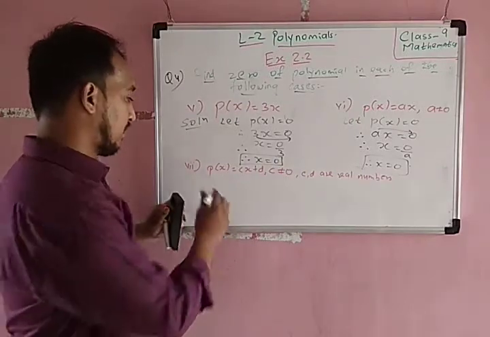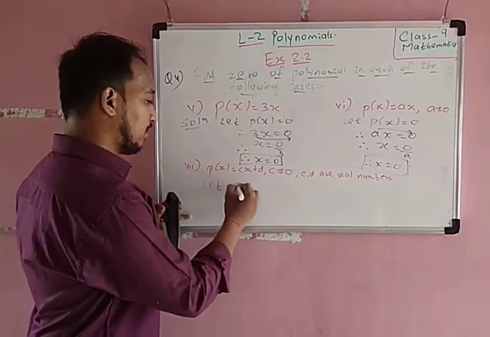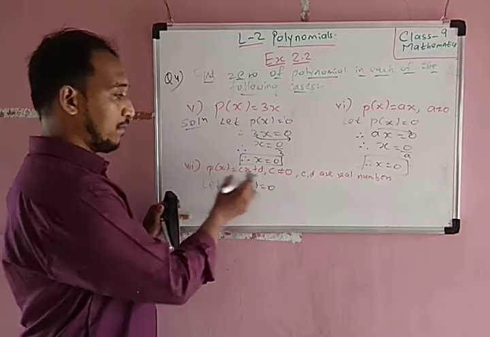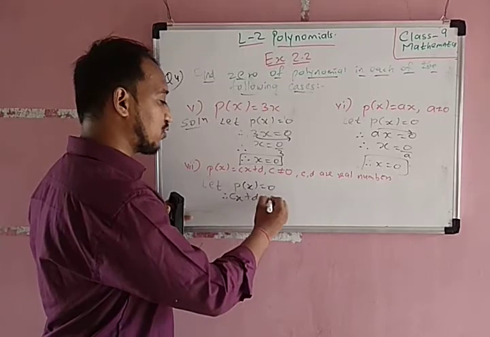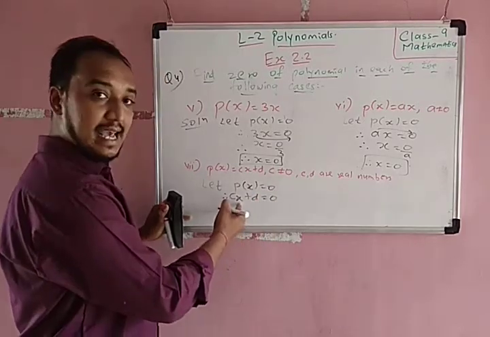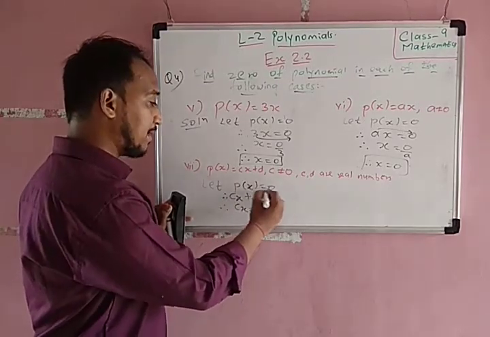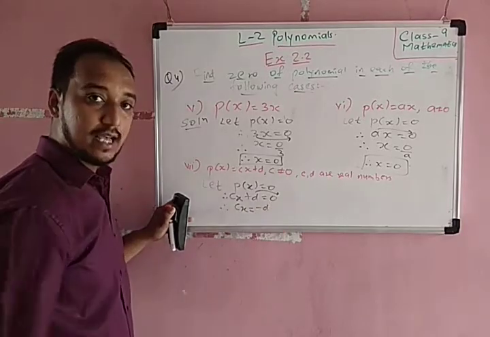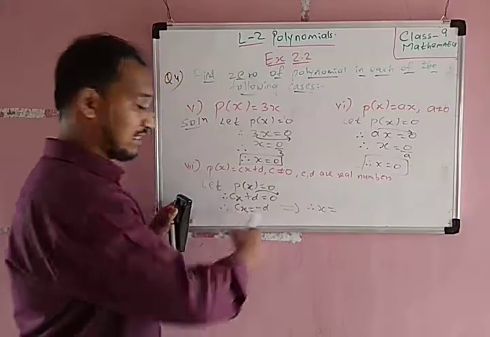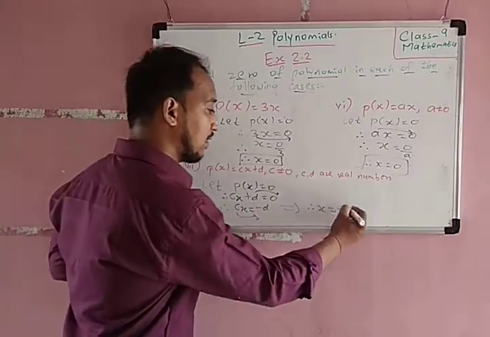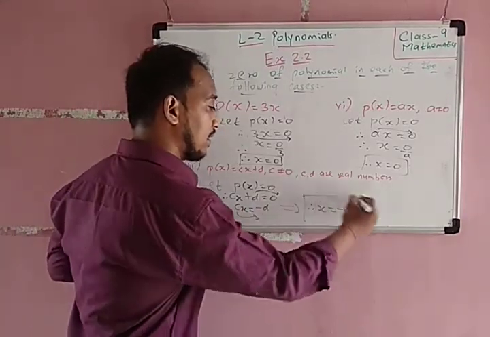Same way, let p(x) equal 0. In place of p(x), what is the value? cx plus d. Means cx plus d equals 0. Now we have to find x. So first we bring this d here, and it becomes minus d. Therefore x equals, this c we bring here and it gets divided, that is minus d by c.